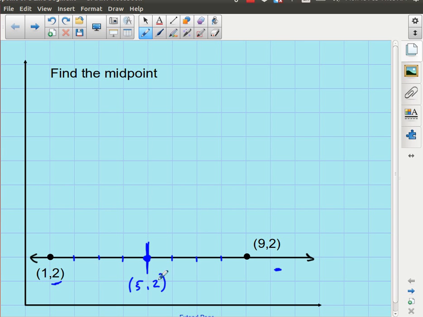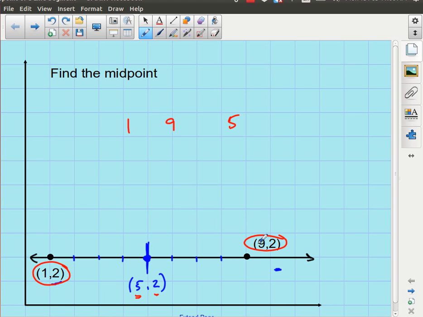Now, is there a way that we could have come up with, and this is what we're working towards, can we come up with these values based on the values of the points, the x and y coordinates of the points? In this case, fairly simple. The y coordinate just didn't change because it's a horizontal line. Now, what about the x coordinate? Is there something I can do with the numbers 1 and 9 that result in me getting a 5? So think about that. What could I do with a 1 and a 9 to get a 5?